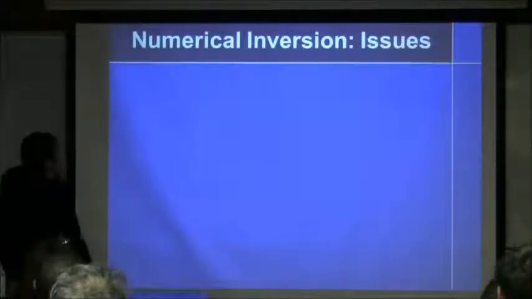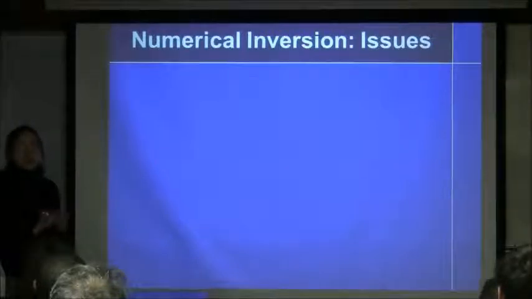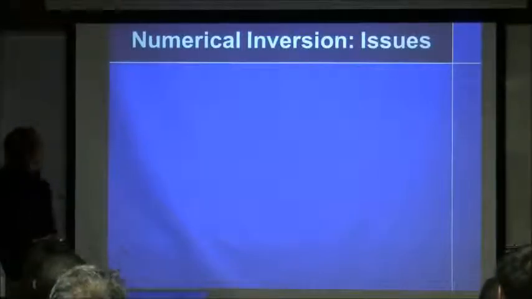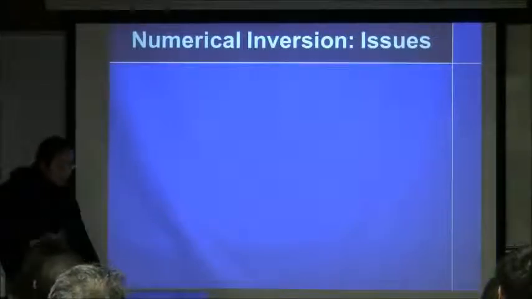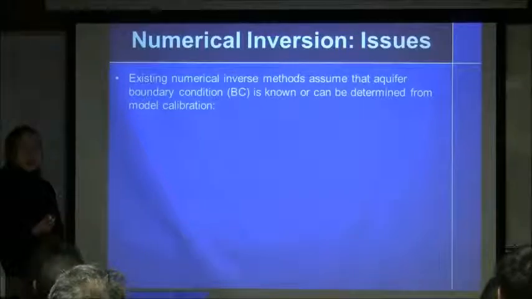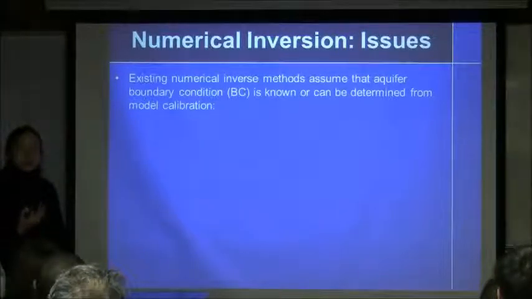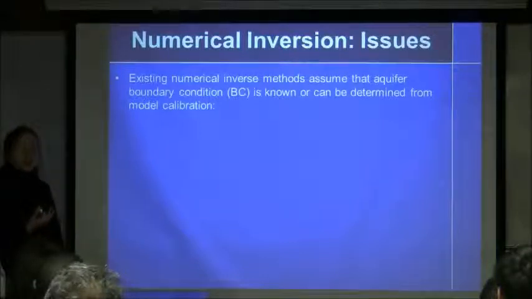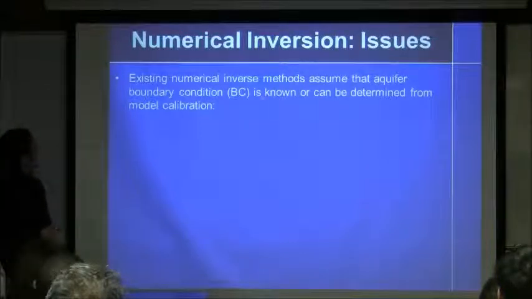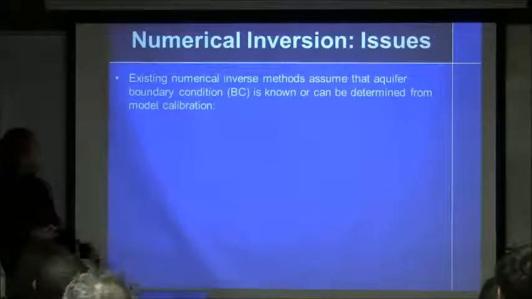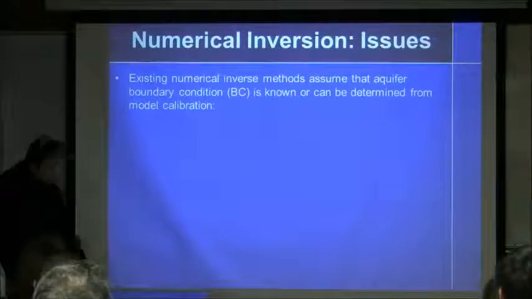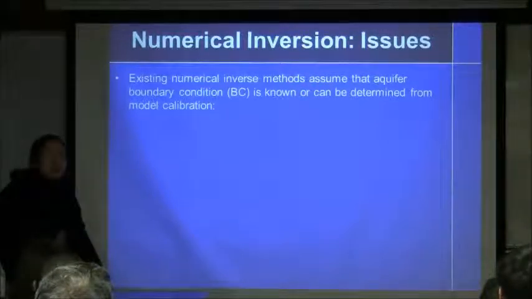Traditional methods, as we say, have to assume basically a homogeneous system, sometimes of infinite extent. So that really does not work with most real world situations. That's why we rely on numerical inversion. But the reason my group developed a new numerical inverse method is that existing numerical methods have some serious issues. One issue is that existing numerical inverse methods assume that the boundary condition of the aquifer, which will become the boundary condition of your mathematical equations, must be known or can be determined from model calibration.